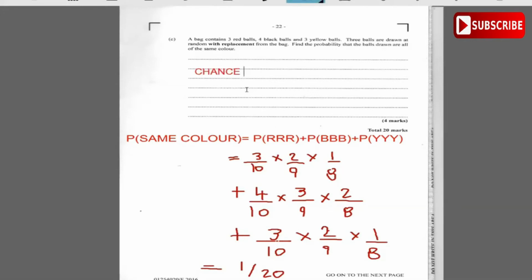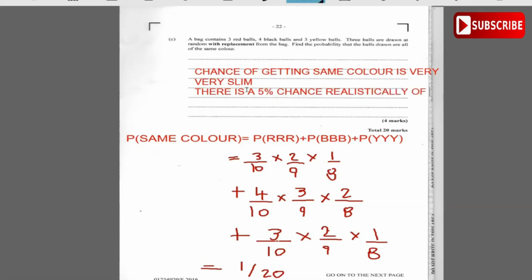So the chance of getting the same color is very, very slim. There is a 5% chance, realistically, of getting 3 same colors. Full stop. I know I wouldn't.